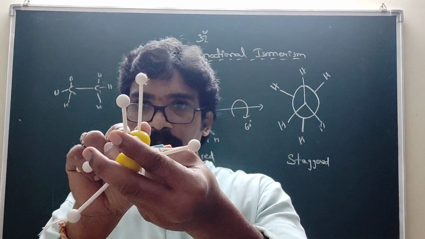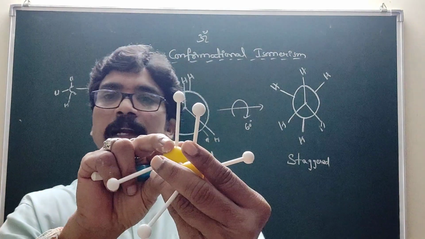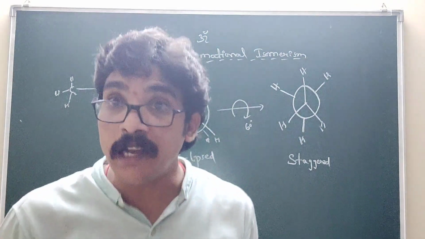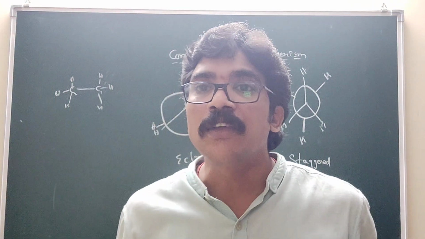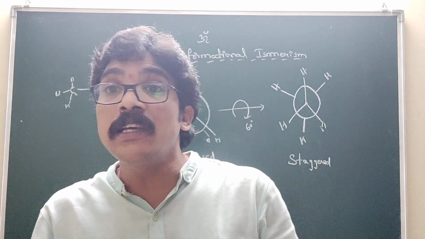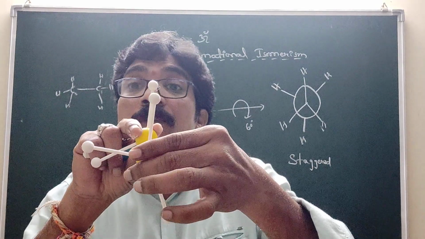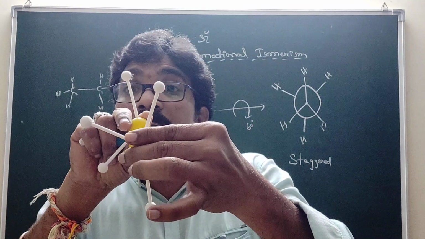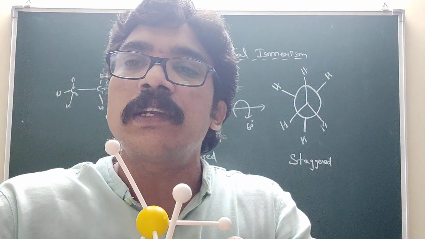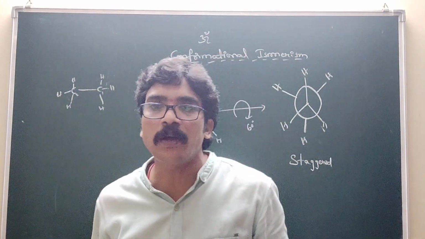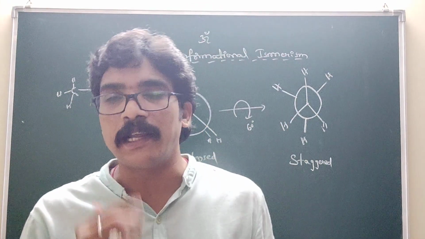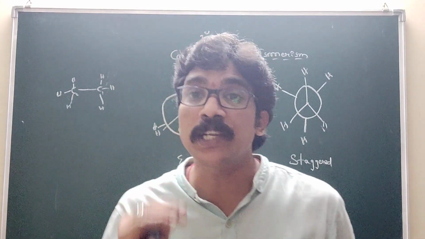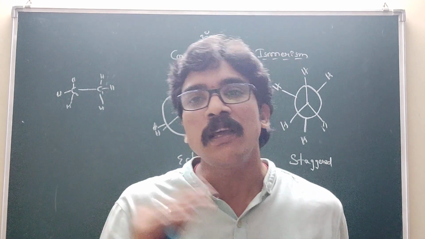One atom is exactly behind another atom. The dihedral angle is 0. If you rotate by 60 degrees, the eclipsed form is converted to the staggered form. Now the question is, which one is more stable? Is the eclipsed form stable or the staggered form?